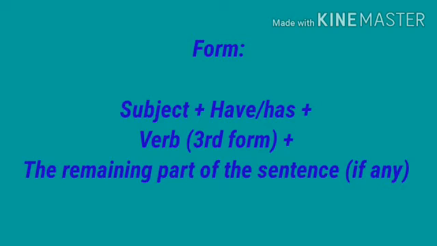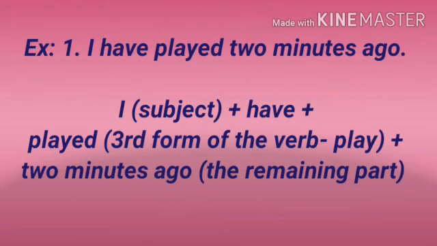Which form of the verb? Third form. In the simple past tense, we used the second form of the verb. Here we need to use the third form of the verb. And after that, we will definitely keep the remaining part of the sentence as it is. Now let's have some examples.